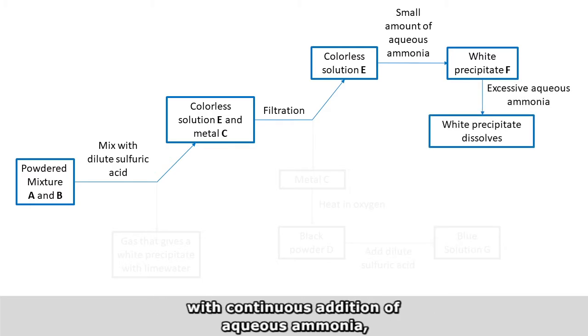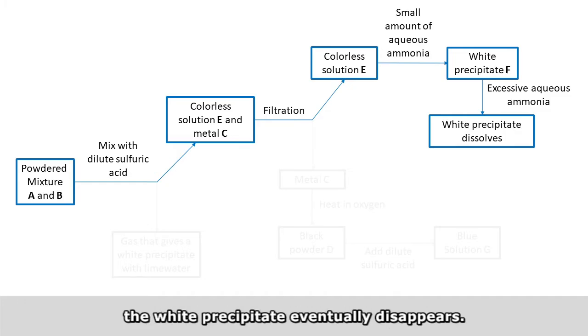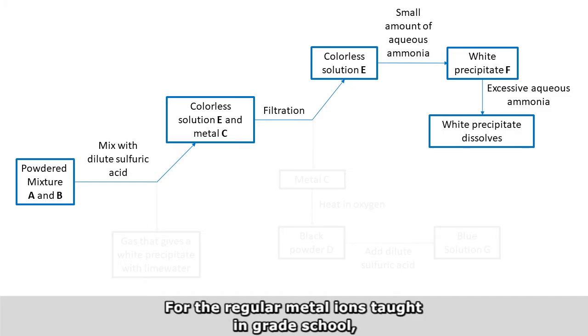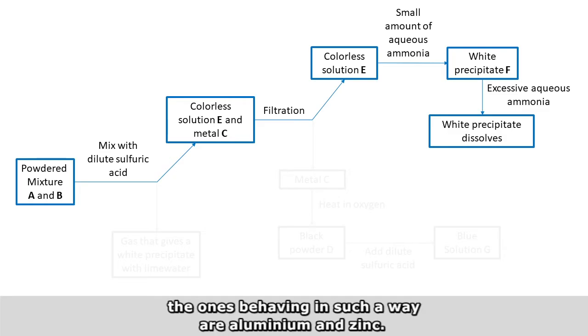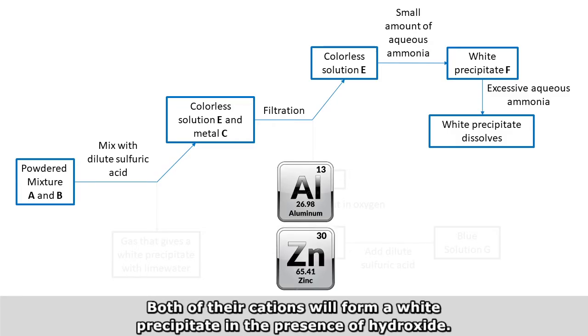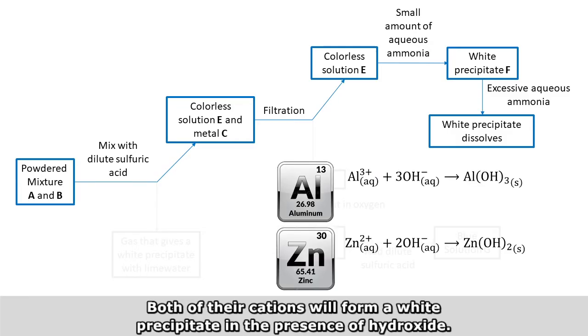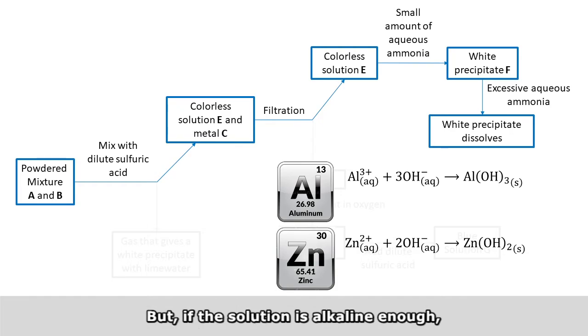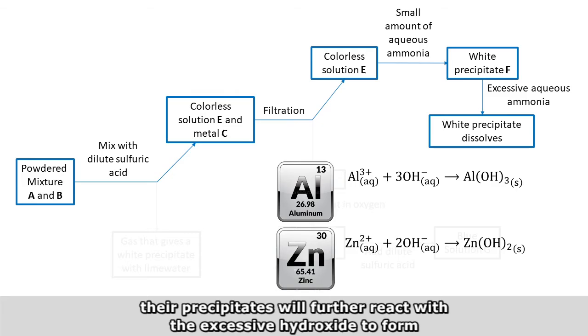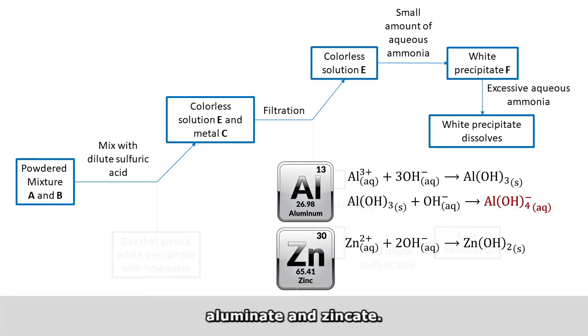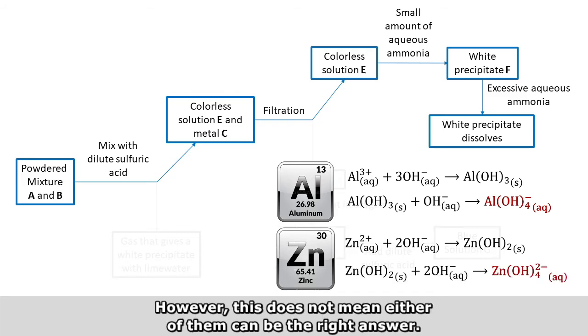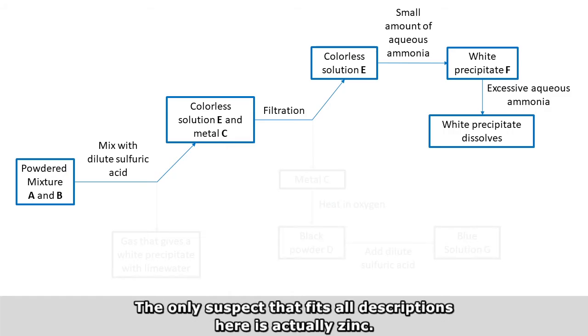With continuous addition of aqueous ammonia, the white precipitate eventually disappears. For the regular metal ions taught in grade school, the ones behaving in such a way are aluminum and zinc. Both of their cations will form a white precipitate in the presence of hydroxide, but if the solution is alkaline enough, their precipitate would further react with the excessive hydroxide to form aluminate and zincate. However, this does not mean either of them can be the right answer. The only suspect that fits our description here is actually zinc.